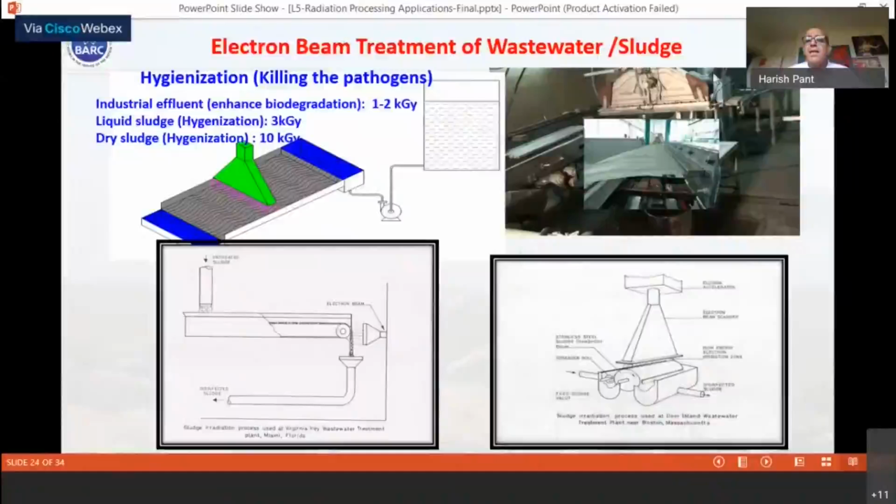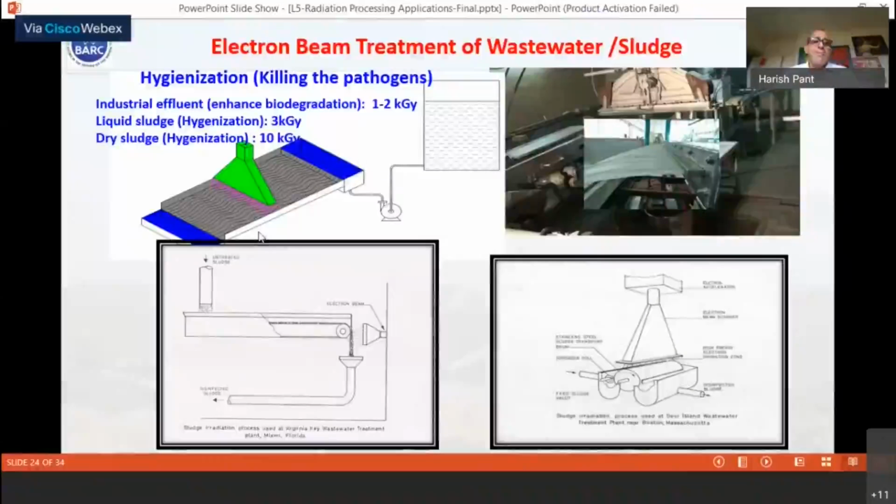And you can see here the wastewater which is being irradiated using an electron beam. So this is the horn of an electron beam, and this is a thin sheet of water, which is thin because the electrons can penetrate only a limited thickness of water. This is the arrangement of how the water is treated using the electron beam.